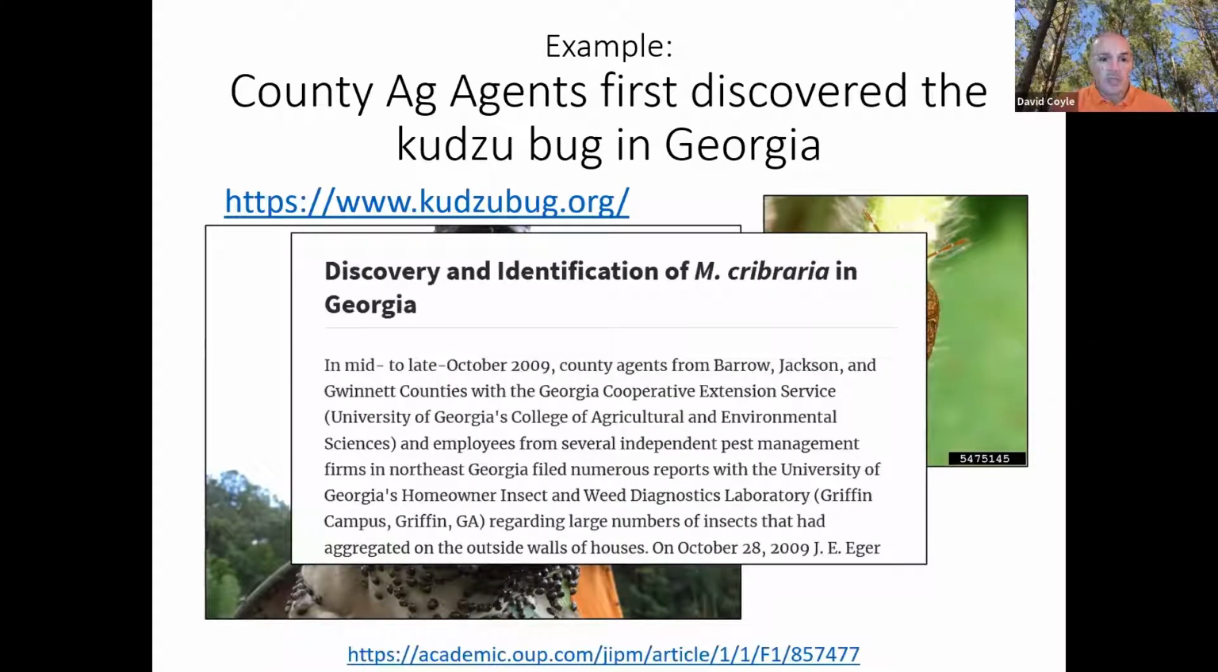But I think the awesome thing here is that when you look at the discovery and identification of kudzu bug in Georgia, it says right there that county agents from Barrow, Jackson, and Gwinnett counties with the Georgia Cooperative Extension Service were the ones that first found this thing. So this is a very obvious case where the county extension agents found this new thing, brought it to officials, and boom, now we know it's here. Now we know what it is. And this happens in a lot more cases than just kudzu bug. This is just a really good, obvious example here.